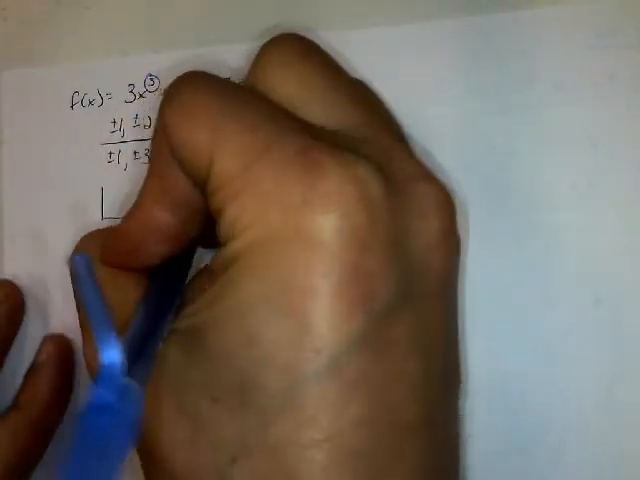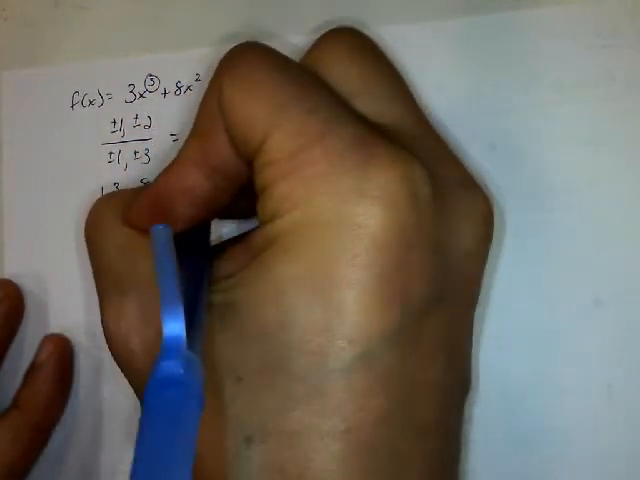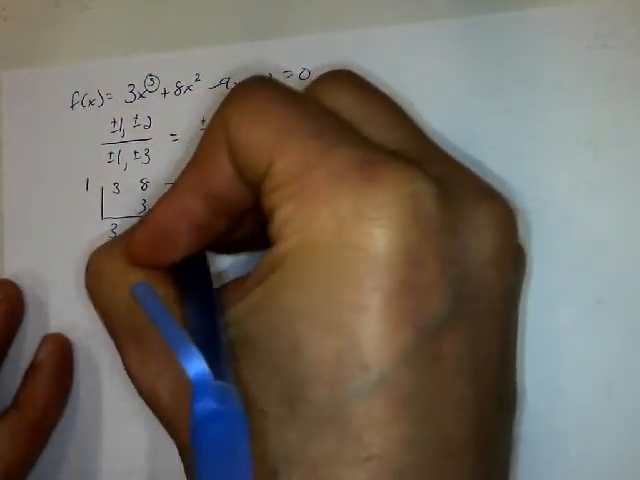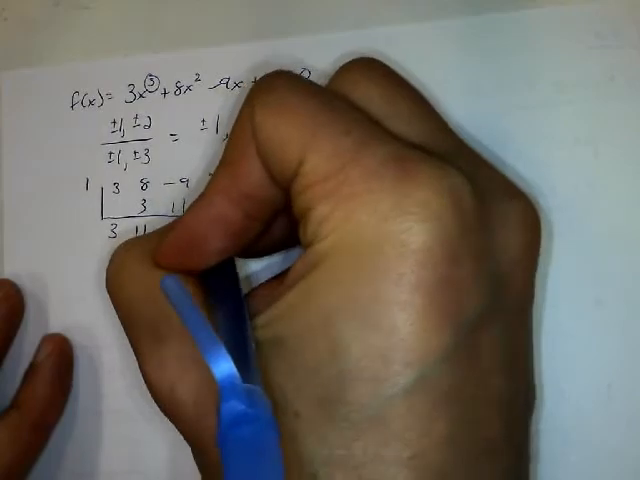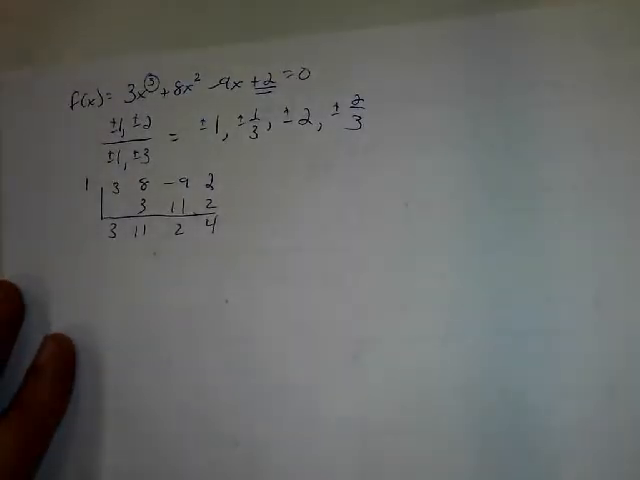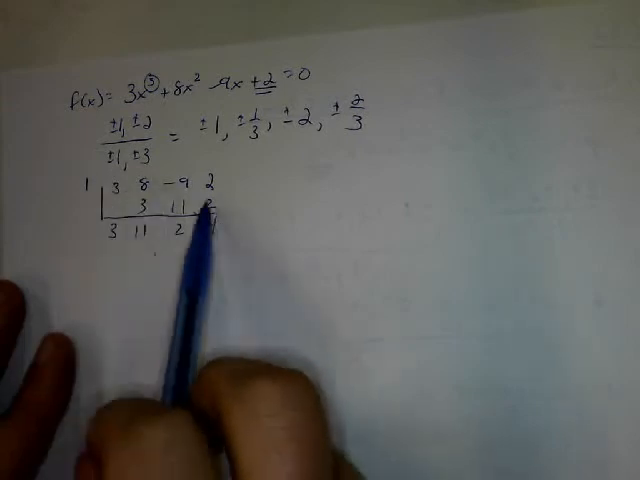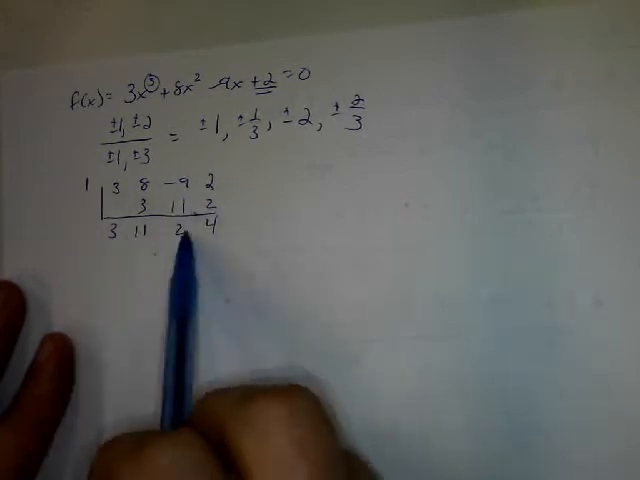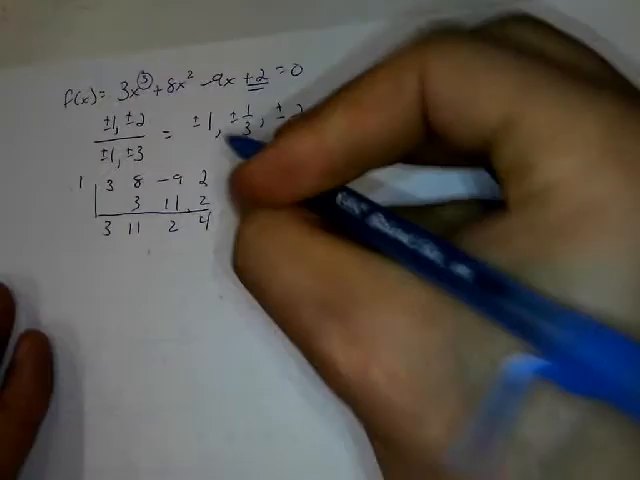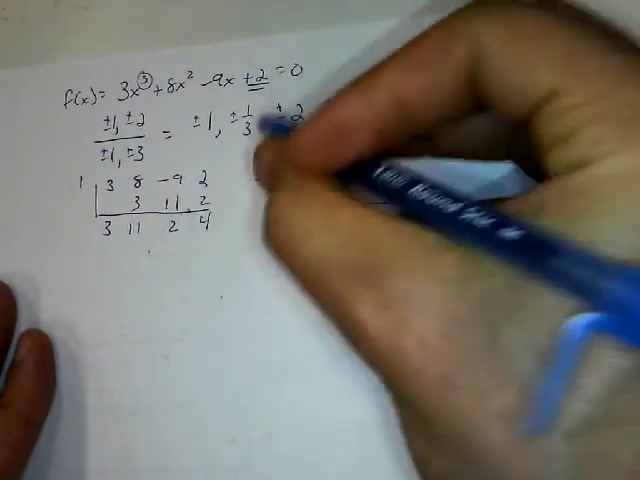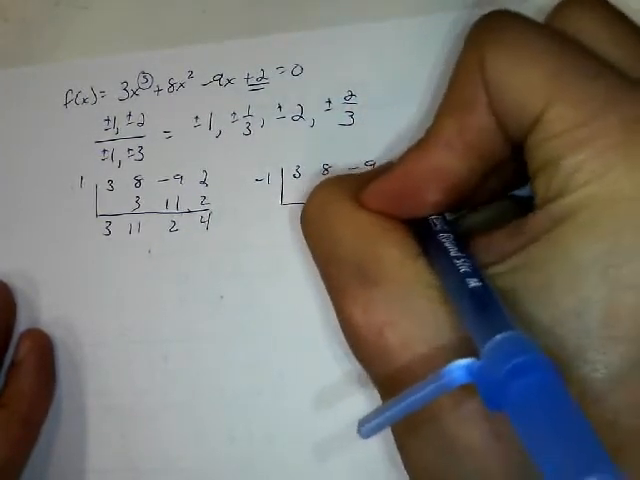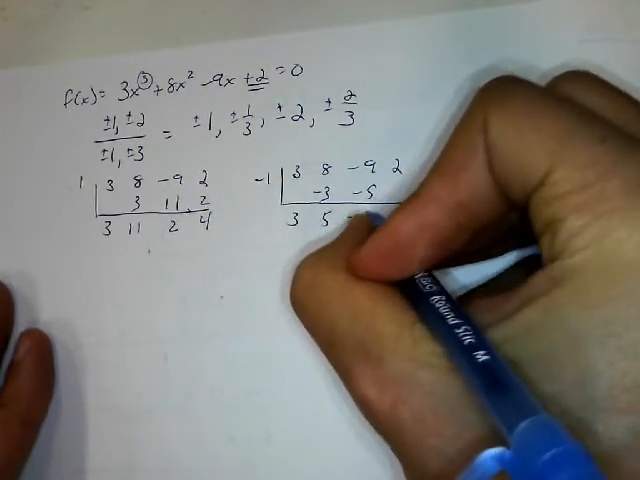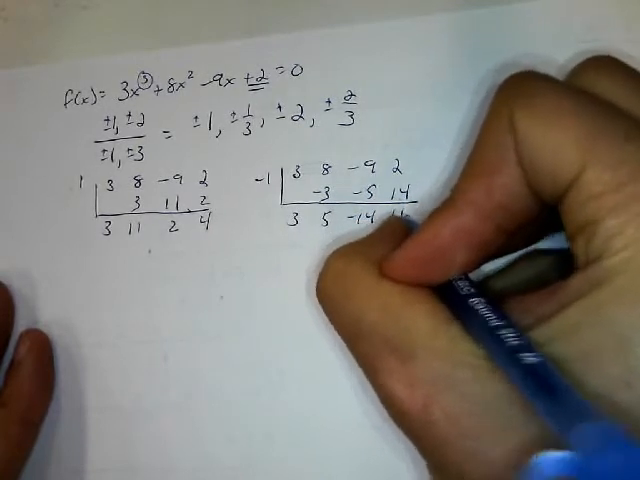Let's try 1. You plug in 1, you get 3, 11, 11, 2, 2, 4. That stinks. I'm going to double check my work to make sure I didn't make a mistake. 1 times 3 is 3, that's 11, 2, 2, that looks good. So let's try negative 1. 3, negative 3, 5, negative 5, negative 14, 14, 16, so that's not even close.